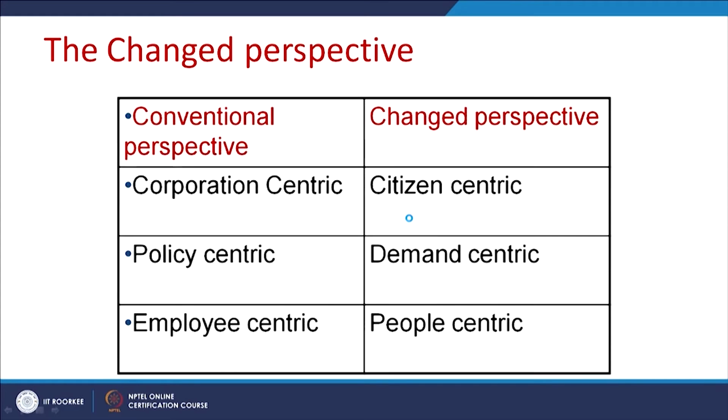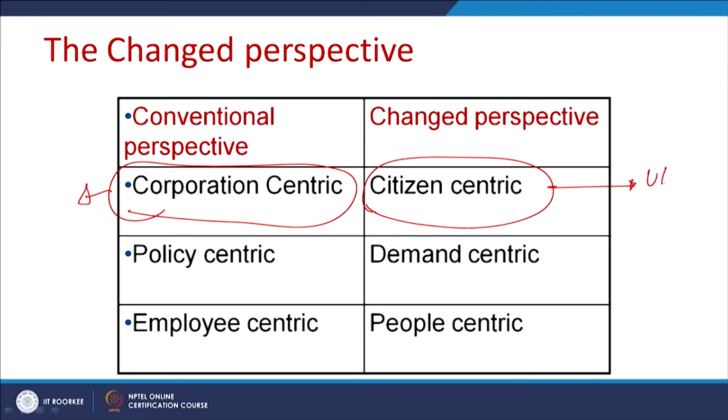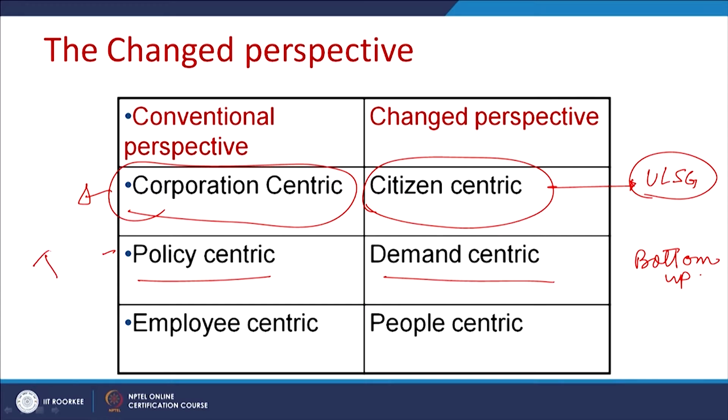Now, in the change perspective, in the last few lectures we have told you that the earlier conventional perspective and the change perspective are different for the urban sector. In the earlier time, like 20-30 years back, the organization used to act as a corporation. Now the orientation of the urban government should be citizen centric. So, urban local self government must be citizen centric. Earlier it was policy centric, now it is demand centric. It is more bottom up. Earlier the policy was basically a top down approach, now it is bottom up. Earlier it was employee centric or staff centric, now it is people centric, that whatever we do is for the people.